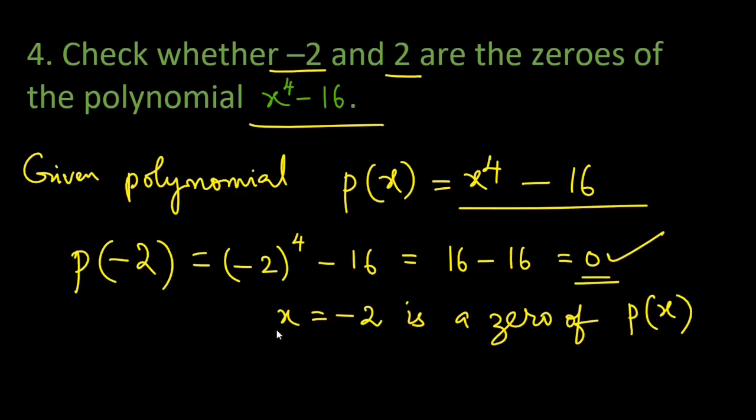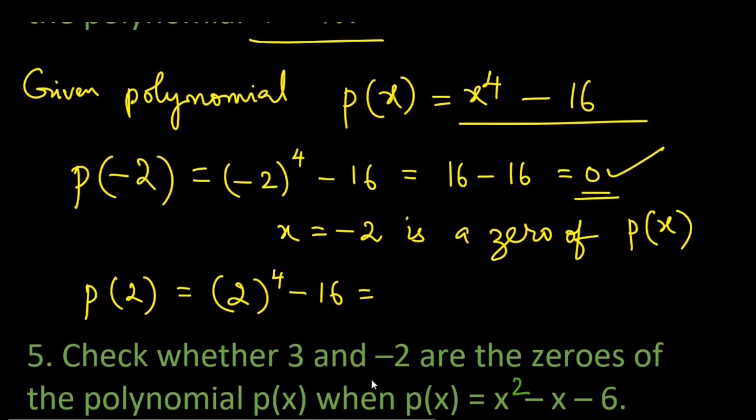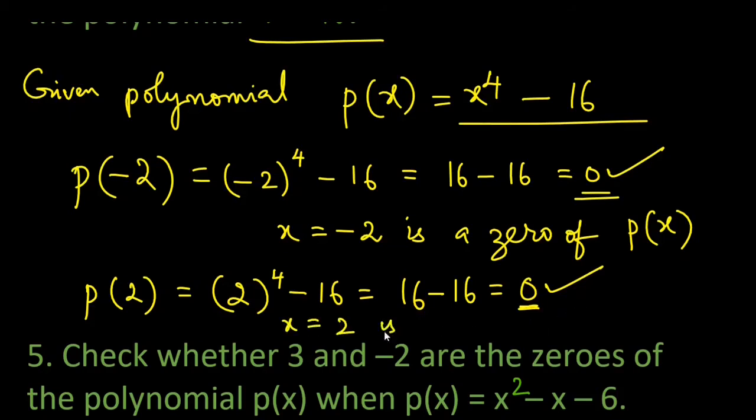Then let us check for 2. P of 2. Let us find p of 2. 2 power 4 minus 16. 2 power 4 is 16. So 16 minus 16, this is equal to 0. So here also again the value of the polynomial is 0. So x is equal to 2 is a 0 of p of x.